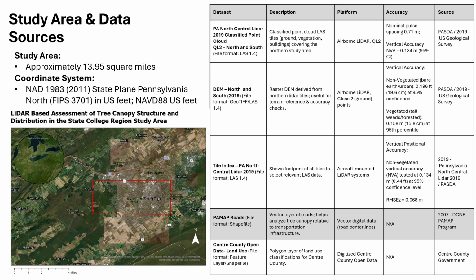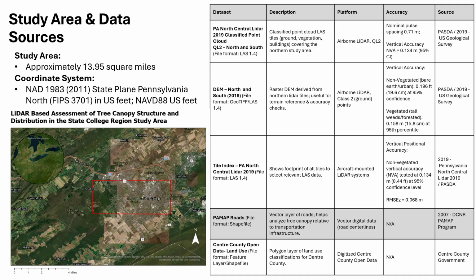To accomplish this project with the larger defined study area, I aim to use the 2019 North Central Pennsylvania LiDAR dataset, which provides high-resolution classified point clouds for ground, vegetation, and buildings. This dataset has a nominal point spacing of 0.71 meter, a vertical accuracy for non-vegetated areas of 0.134 meter at a 95% confidence interval. I also aim to use derived digital elevation models, which have accuracies for the non-vegetated area for bare earth and urban at 0.196 feet or 19.6 centimeters at 95% confidence, and vegetated for 0.158 meters or 15.8 centimeters at the 95% confidence.